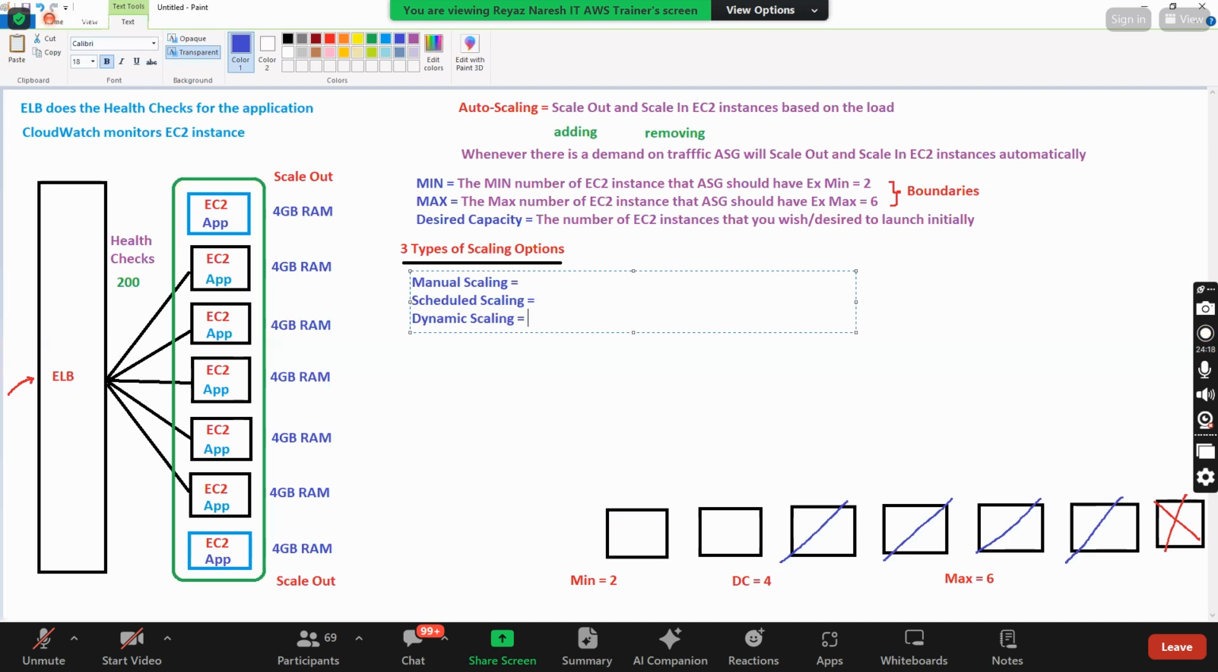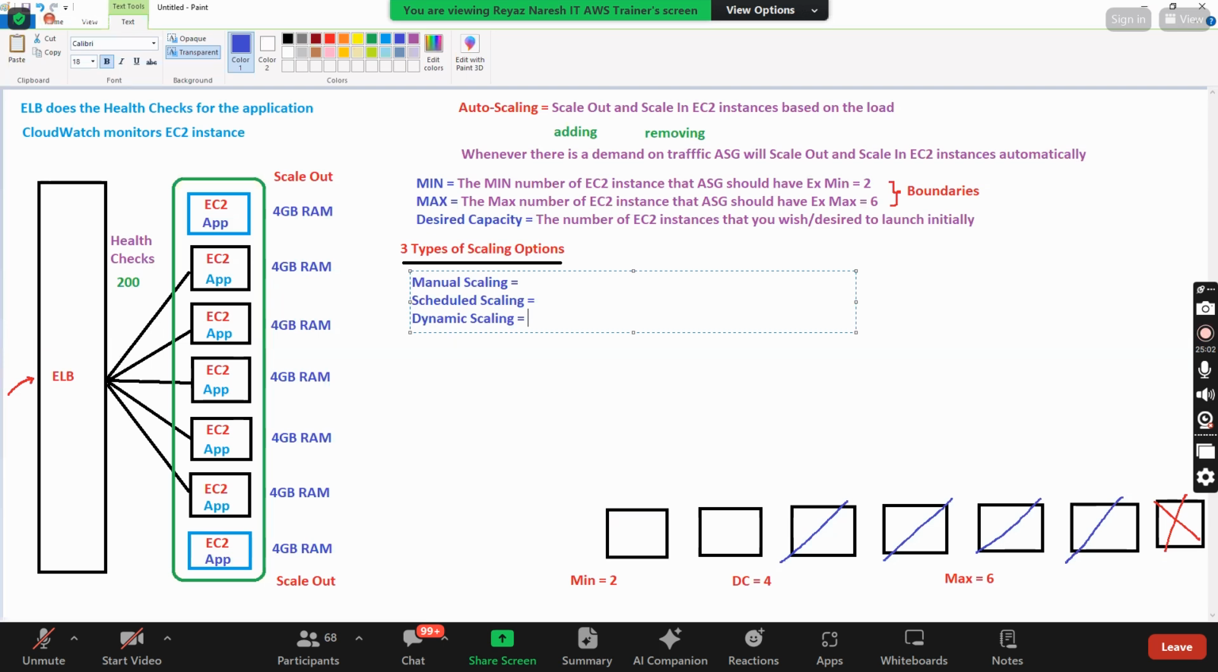Assume Amazon has some 10 machines till October 7th to handle the load. But what he does is, he'll create a schedule scaling that, from October 8 to 16, my desired capacity is 40. That means exactly on October 8, how many machines will be launched? 40 machines will be launched, till 16. So this is called schedule scaling. Within a period of time or date, you can schedule it, and automatically based on your desired capacity, minimum, maximum, machines get launched.